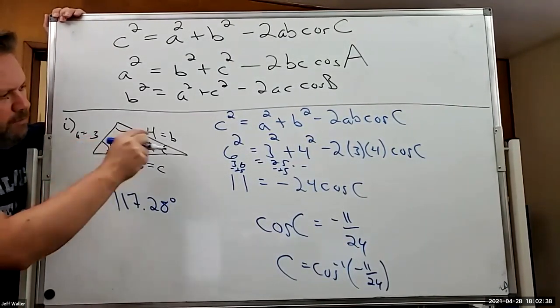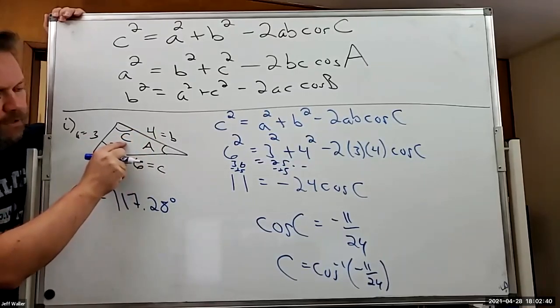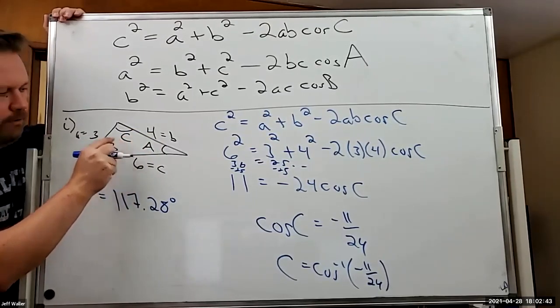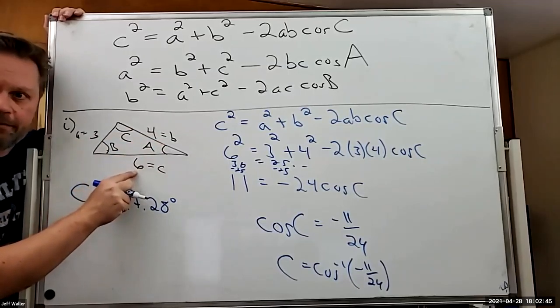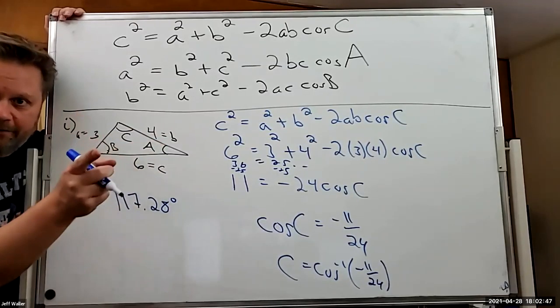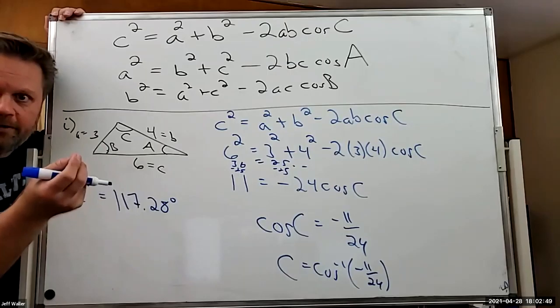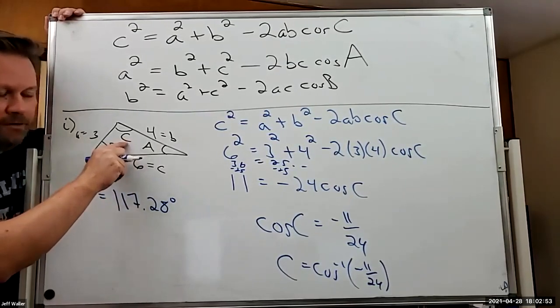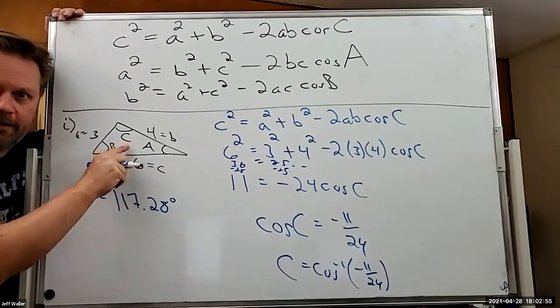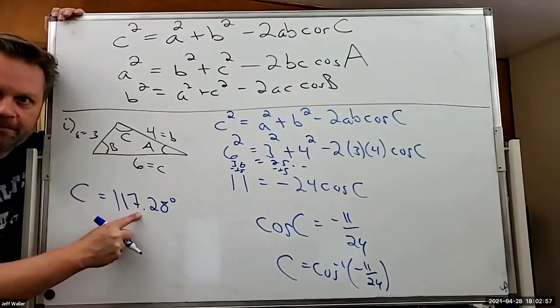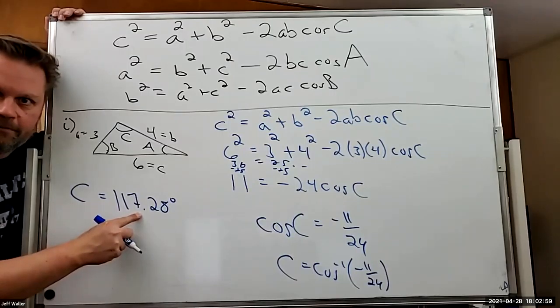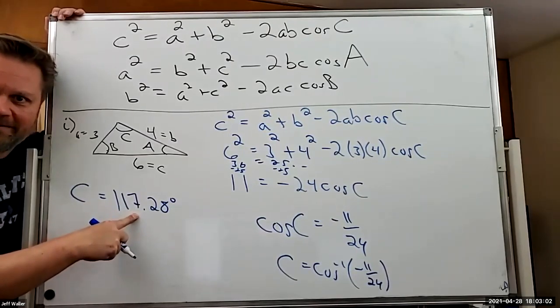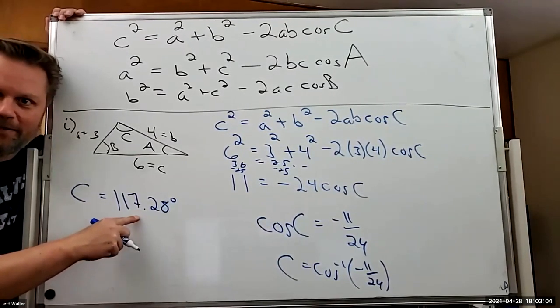This would be 3, 4, what? If C was a right angle, this would be 3, 4, what? 5. Everybody with me? 3, 4, 5 triangle. That is a little bigger than 5, so that angle should be a little bigger than 90. Bam. It's supposed to be an exclamation. I had to change it to a question mark. Okay.